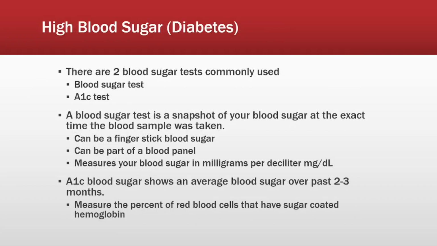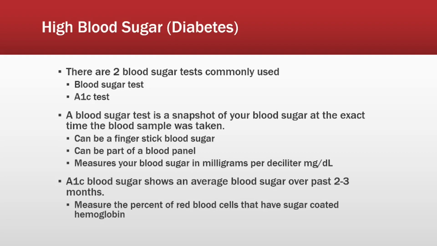The next one on the list was the high blood sugar or diabetes. There's two types of blood sugar tests that are commonly used. You have your blood sugar test, which is your finger stick, which is probably what it should say, but it doesn't.